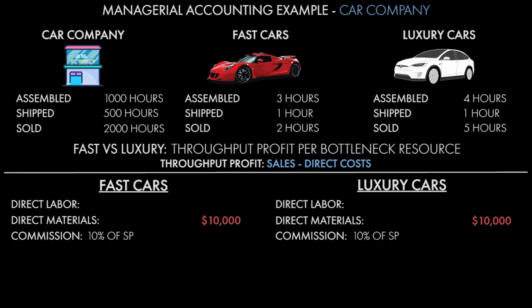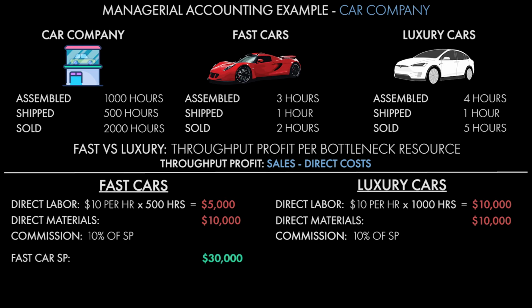See, we pay our employees $10 per hour, but it takes only 500 hours of employee labor to make a fast car. It takes 1,000 hours of employee labor to make a luxury car. Now, these are all just hypothetical numbers that we're making up on the go. So we're also going to say that we sell fast cars for $30,000 and we sell luxury cars for $60,000.